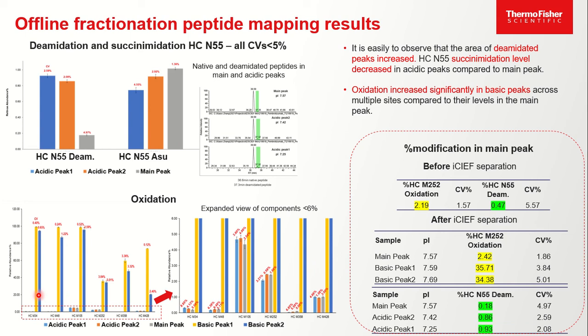The figure below is the percentage of oxidation in all peaks, and oxidation increased significantly in basic peaks across multiple sites compared to their levels in the main peak. On the right, the table compares the modification percentage before and after iCIEF separation in the main peak. Before, we can see here, better separation helps more precise CQA relative quantitation, which provides more meaningful information about CQAs.